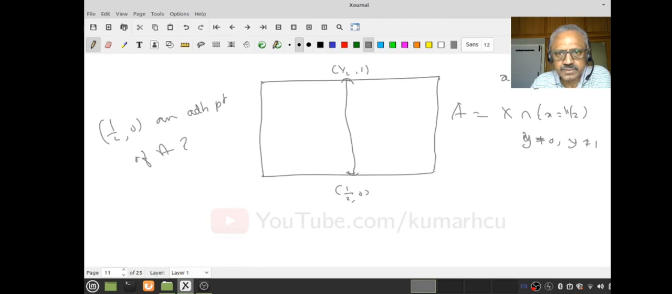Yes, that's very clear. Why? Because any adherent point, any simplest open neighborhood of (1, 0) will start somewhere here and it will go up to here, right? So it will always intersect this line. Do you follow that? Yes or no? The answer is yes.